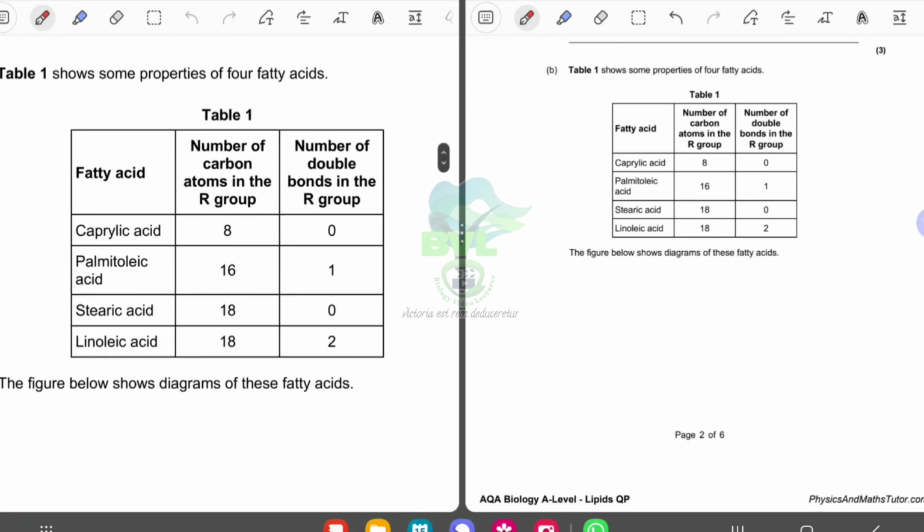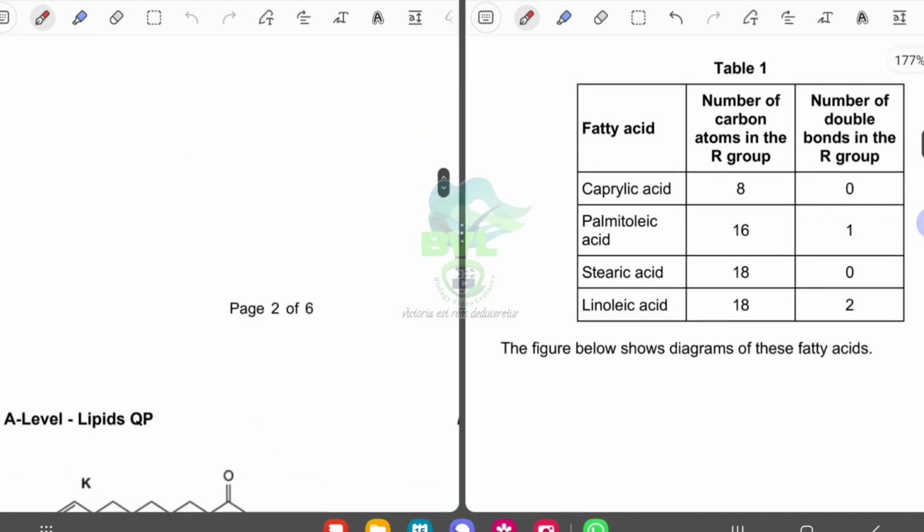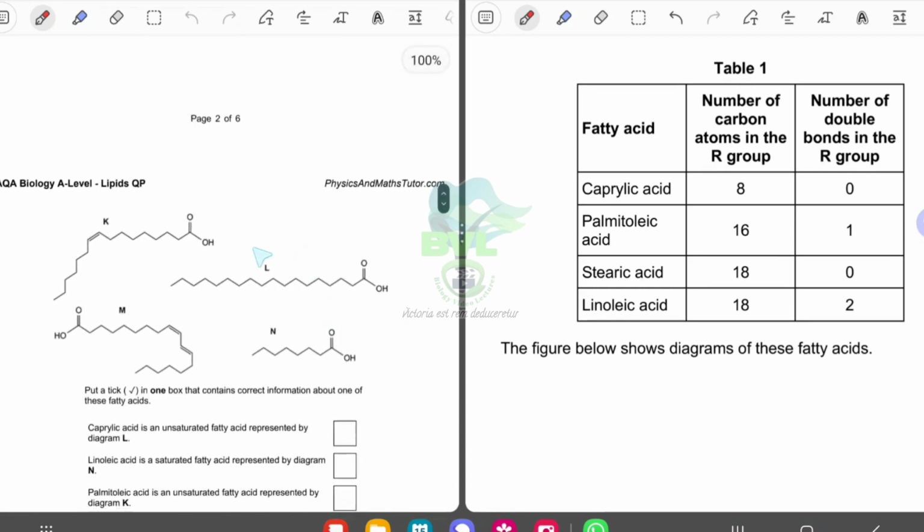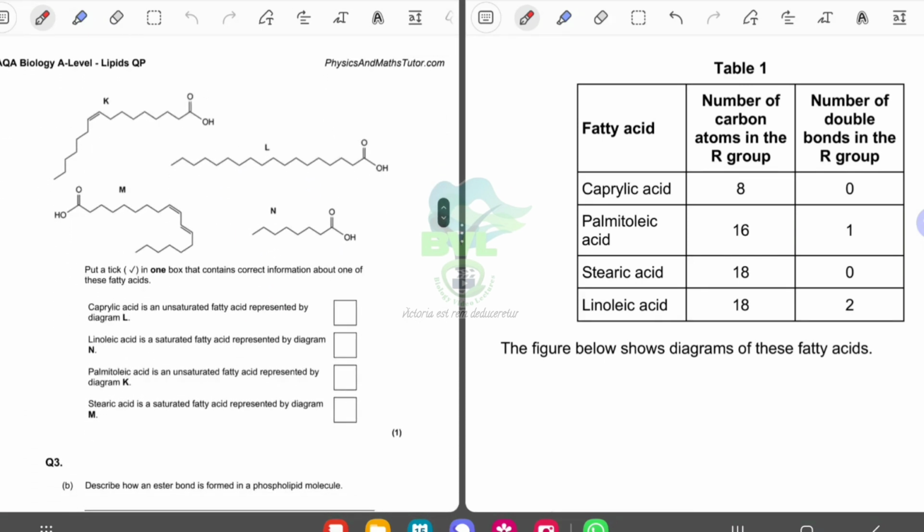Okay, the question says, table 1 shows the properties of four fatty acids, and these are the properties here, and the figure below shows the diagrams of these fatty acids. I'm going to keep this second table here for you, and you look at this. You're meant to use these diagrams. Look at this sentence, which says, put a tick in one box that contains correct information about one of these fatty acids. The correct statement also has to agree with this table.